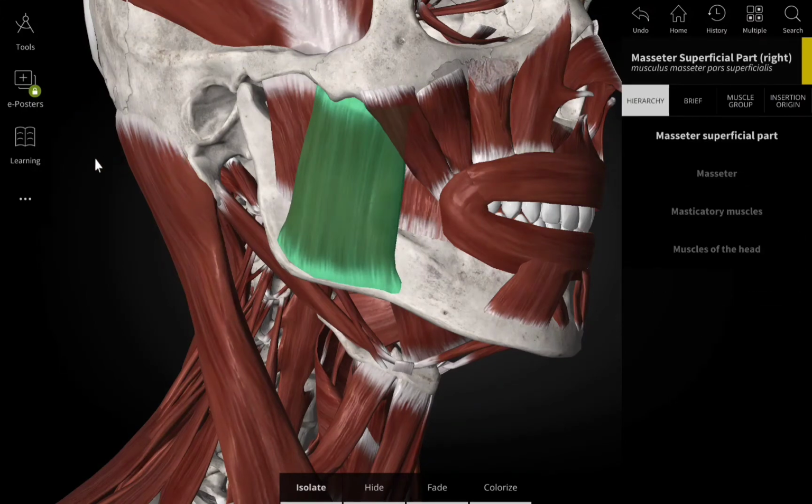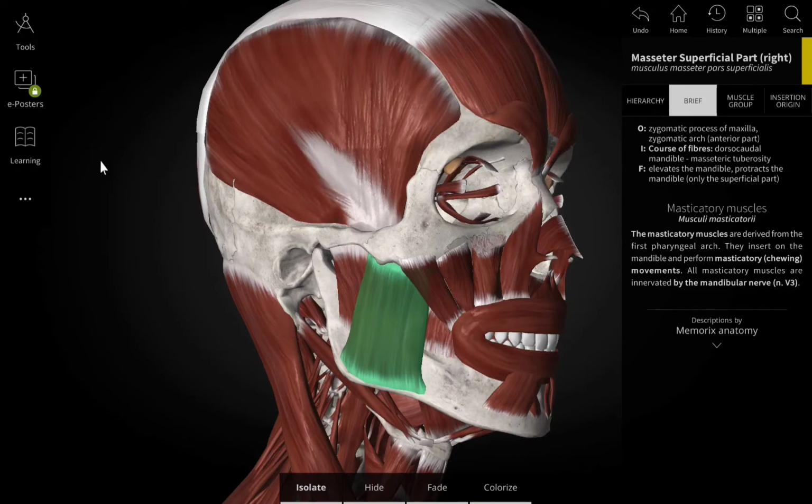Coming to the nerve supply, it is supplied by the masseteric nerve. Hope you all know about the mandibular nerve. The masseteric nerve is a branch of the anterior division of the mandibular nerve. The mandibular nerve arises from the trigeminal ganglion, along with other two branches. One is the ophthalmic and the other is the maxillary. Now coming to the actions of the masseter muscle, and that too the superficial part. It elevates the mandible, and the superficial fibers also cause the protrusion of the mouth.